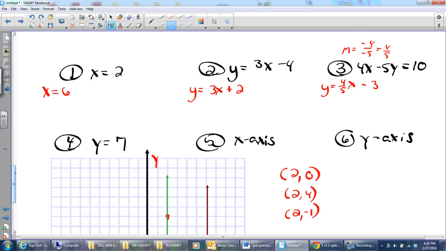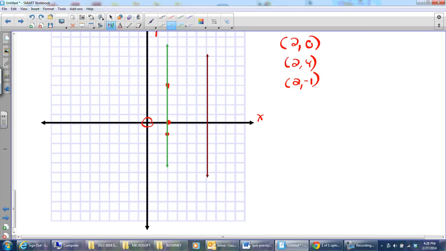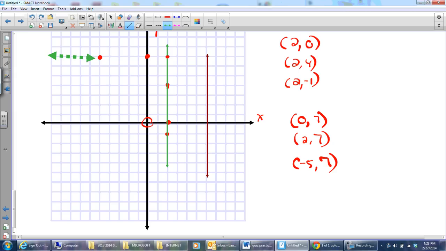y equals 7. That's very similar to x equals 2, but let me see here. If y is 7, then I could have (0, 7) on the graph. I could have (2, 7) on the graph, and how about (-5, 7)? Let's see here. (0, 7), 1, 2, 3, 4, 5, 6, 7. (2, 7) would be right there, and (-5, 7), 1, 2, 3, 4, 5, would be right there. I'm going to get a horizontal line, right? So let me draw that horizontal line in, and of course it will be a solid line.